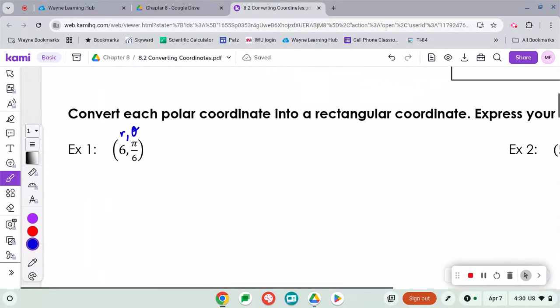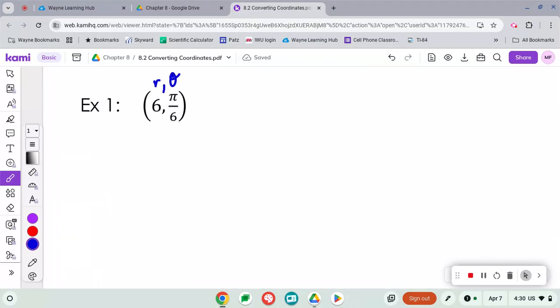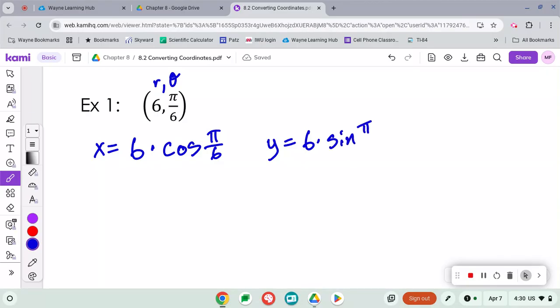For this first one, our radius is 6, our theta is pi over 6. To find our x value, we will take 6 times the cosine of pi over 6. To find our y value, we are going to take 6 times the sine of pi over 6. If you're rusty, pull out your unit circle and take a look at that.